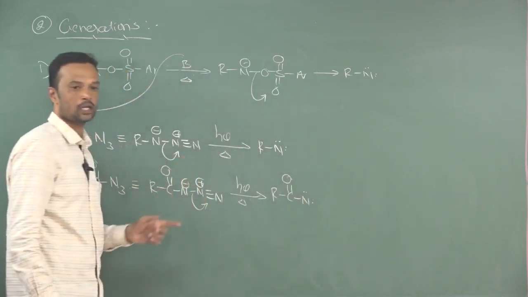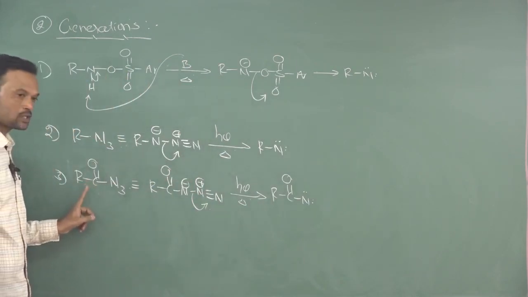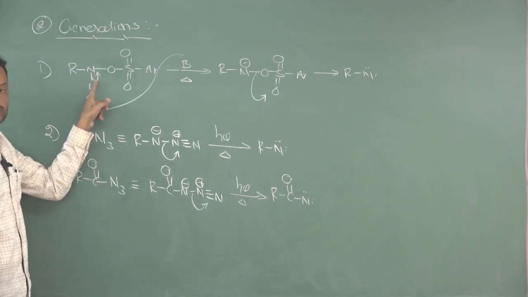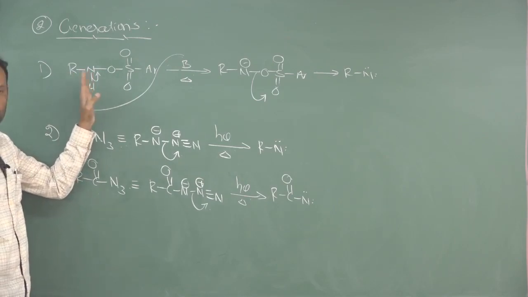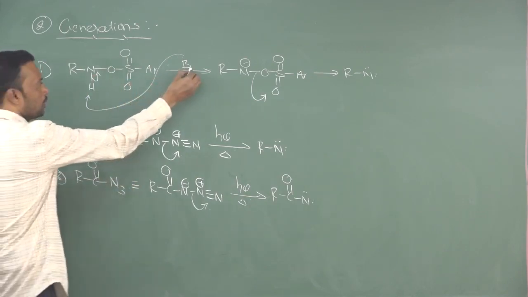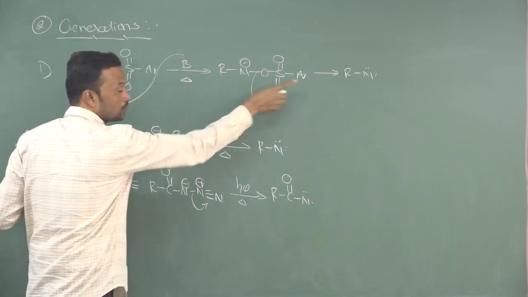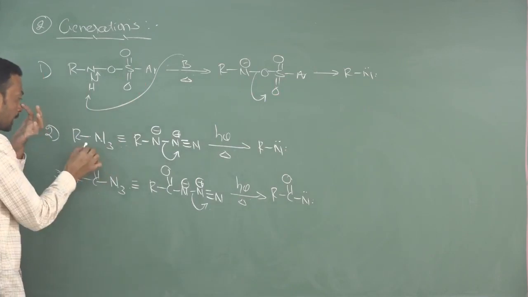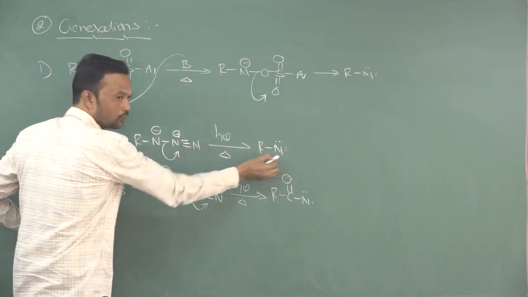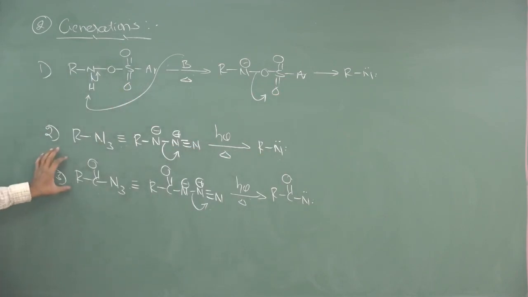Every time nitrogen carries 4 electrons. What is this? Acyl azide. What is this? Alkyl azide. What is this? Hydroxylamine derivative. Okay, sulfonyl derivative of hydroxylamine. So they treat with a base followed by thermal decomposition. There is a formation of a nitrene. Alkyl azide, thermally or photochemically if you irradiate, will give nitrene. This is called acyl azide.